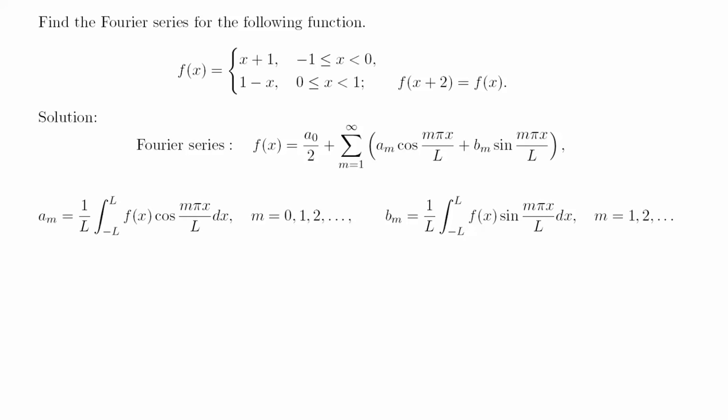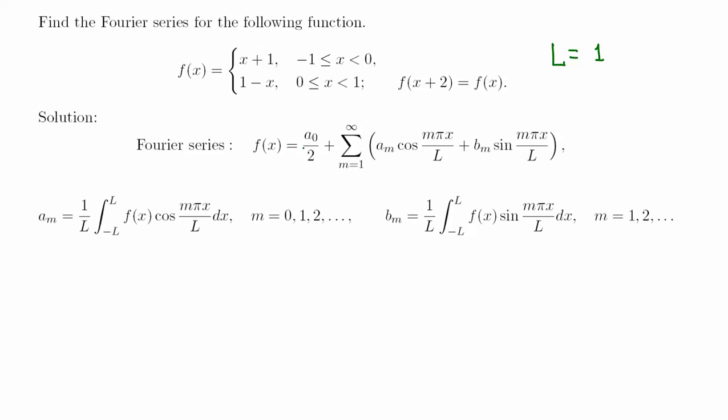Find the Fourier series for the following function. Here is the function, and the period is 2. So L, the half period, is half of 2, which is 1. And we know that the Fourier series is given by this formula, where the a_m's, m = 0, 1, 2, 3, 4, etc., and the b_m's are found by this formula.